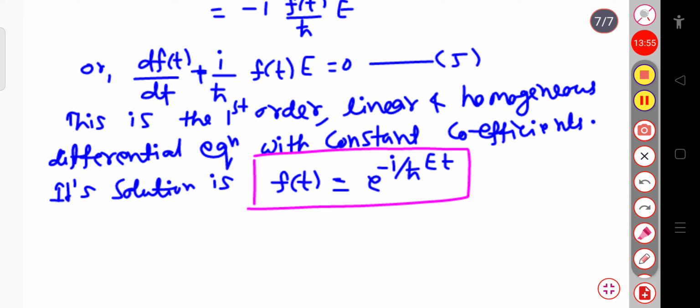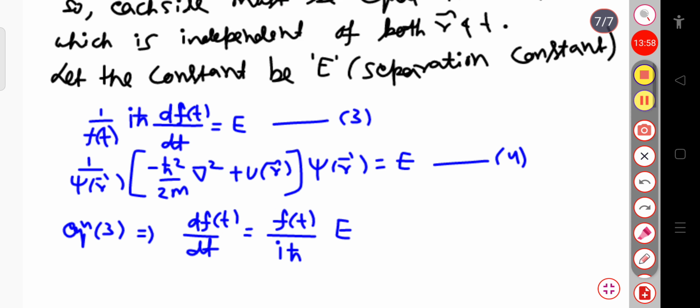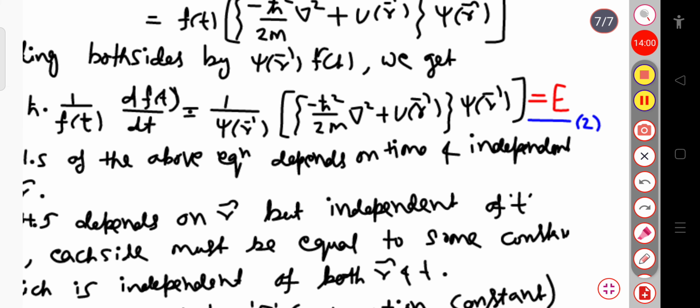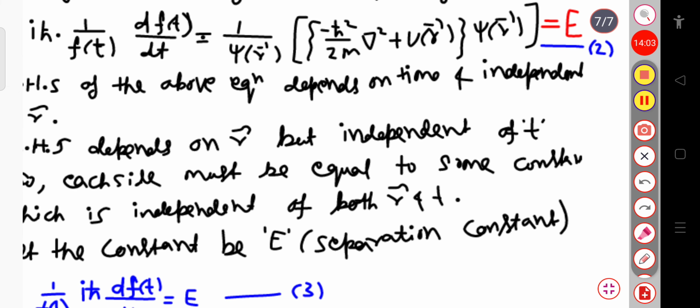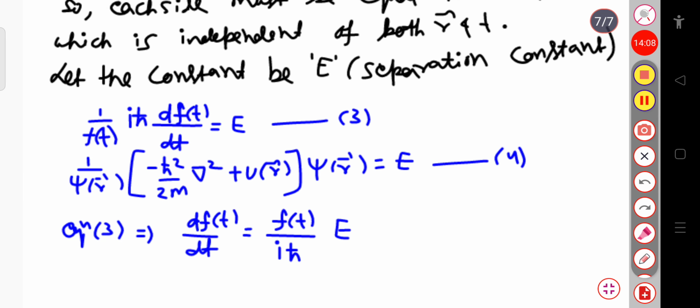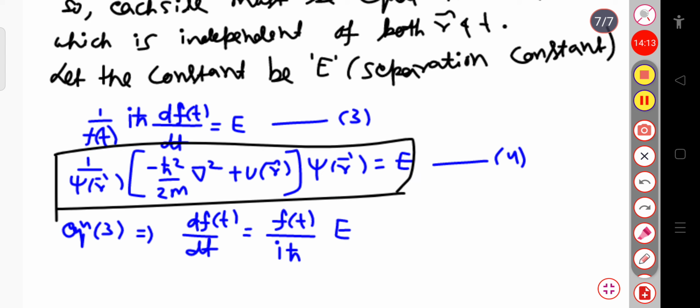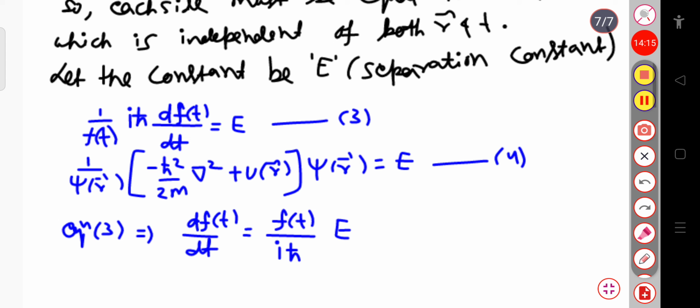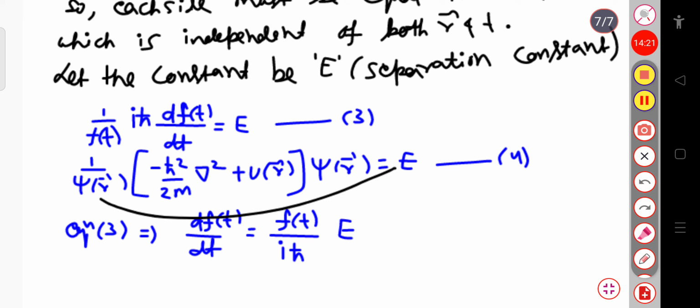Now the next is, again you can see here, when we separated these two terms, one depends on the time coordinate and another depends on the space coordinate. So we got the two equations. Now we will consider equation number 4 here, and I will solve that equation. Let me write that equation. Simply I will multiply this psi of r on the right hand side and I will write the whole expression, that is minus ħ² by 2m ∇² plus U of r, whole into psi of r equal to E into psi of r.